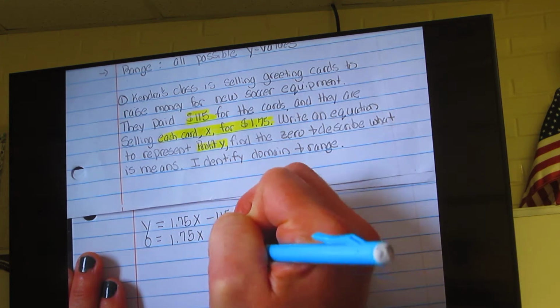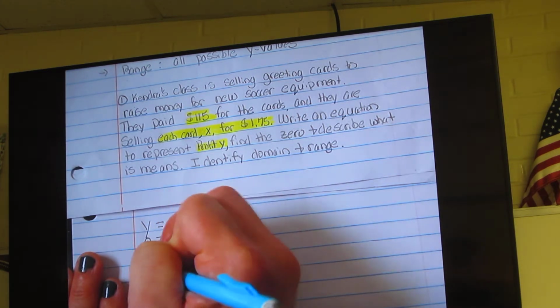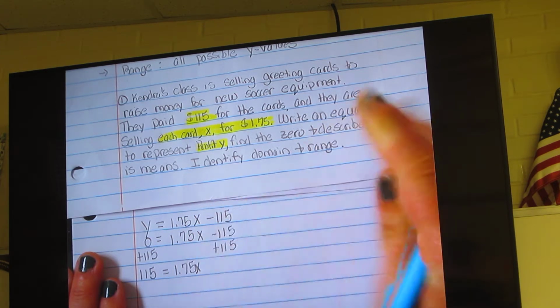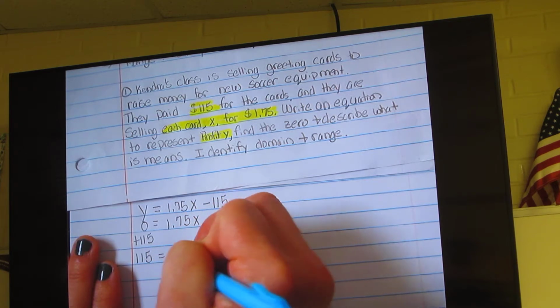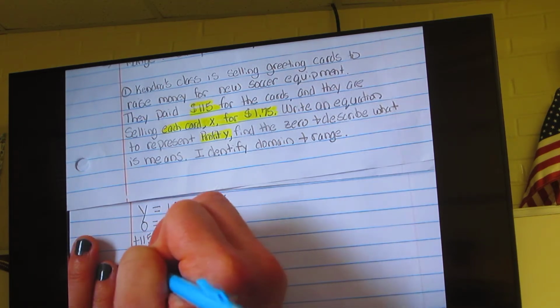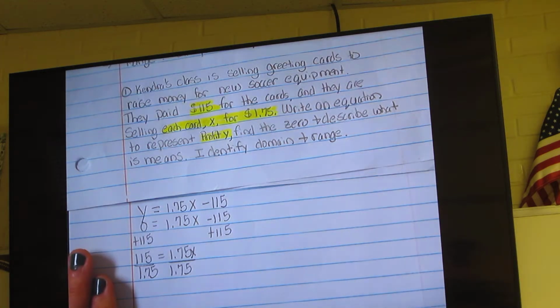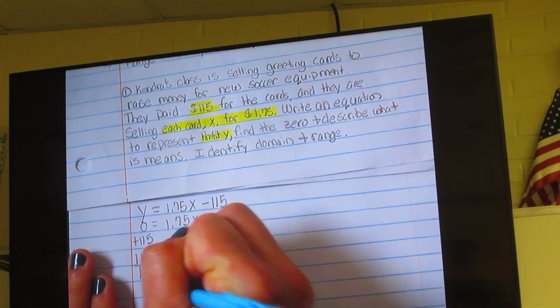So I add my 115 over. 0 plus 115 is 115. Okay, I divide by my 1.75. Okay, and then 115 divided by 1.75 is approximately 65.71.